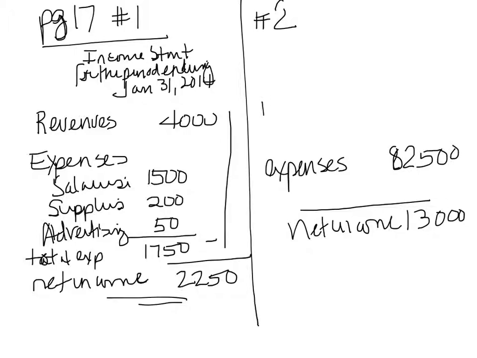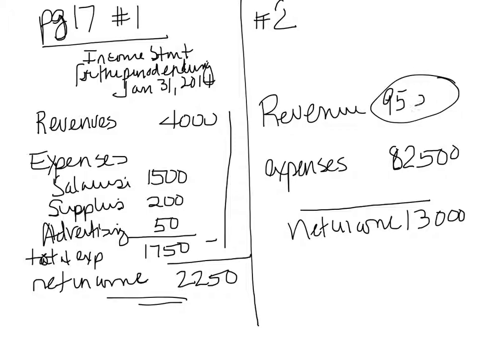$82,500. We've been asked in this problem, how much revenue would we have to generate to get $13,000 of net income? If we're looking at this, I could just add these two together. So I'd get $95,500, which would give me the revenue to make this net income if the expenses were this.